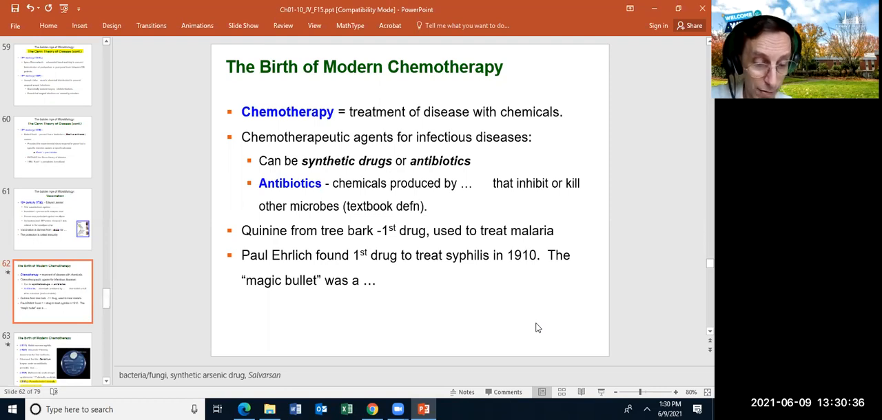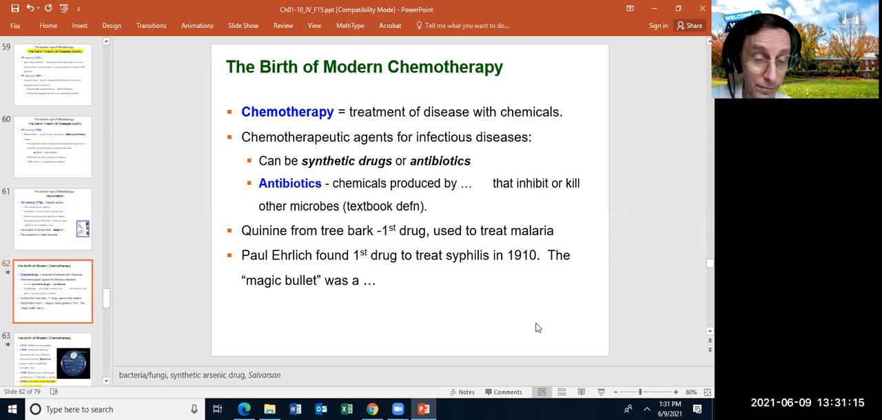He was able to infect rabbits with syphilis, and then started using different compounds on them to try and treat them. And after he sampled about 500 different compounds, he found a magic bullet, the first drug to treat syphilis, in about 1910. It was a synthetic arsenic drug, salvarsan, that was effective at treating syphilis.